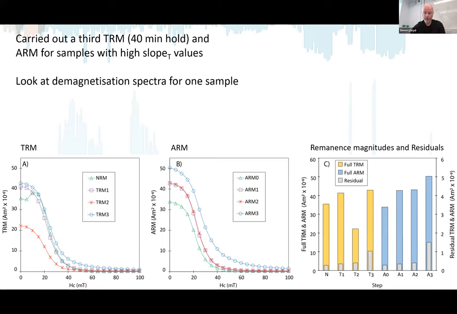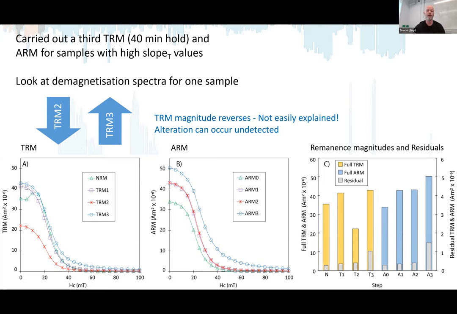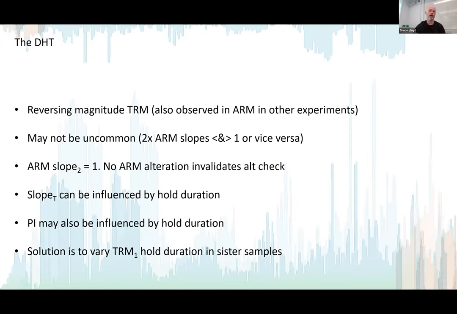However, the TRMs in orange, we can see that when we get to TRM2, it was only able to acquire almost half the magnitude of TRM1, which we can see in the demagnetization spectra also. But then when we gave it a third TRM for a longer duration, it was able to acquire more remanence. So we have this TRM magnitude reversing, and it's not easily explained. It also infers that alteration can occur undetected. And so we've got this reversing magnitude in TRM, but we've also observed this in ARM in other experiments.